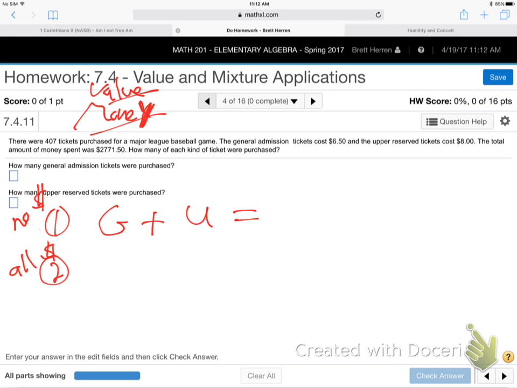Now, we'll have one equation like that, and then the one below it, we'll put the money in there, huh? Do you know what I mean? Like, how much is the general tickets? $6.50. So I'll put $6.50 and the upper is $8. Do you see that? Does that make sense so far? So the first equation, that's no money, right? Just G and U. The second equation, you put the money next to the G and next to the U. The second one has the money. This is a G here.